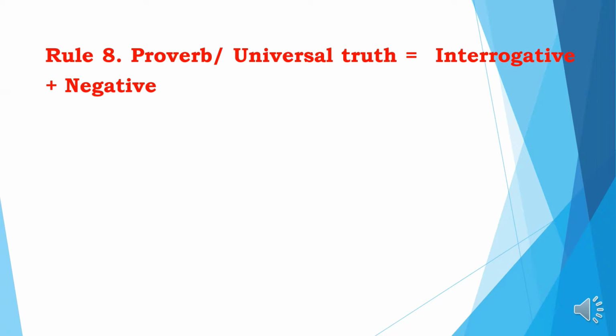Rule 8. If there is any proverb or any universal truth, then while making it negative, we have to make it interrogative plus negative. That is, we cannot really make any proverb or universal truth negative, and that is why we have to make it negative interrogative.